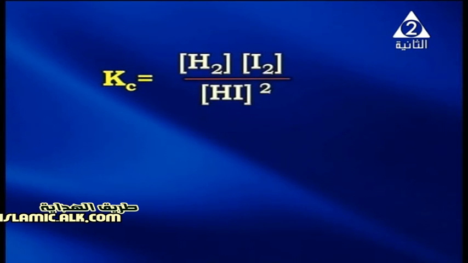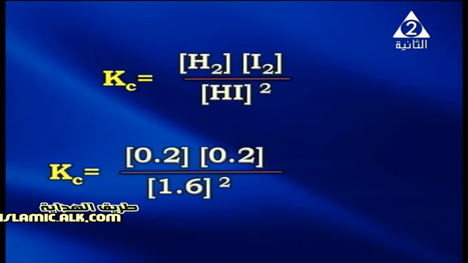So by applying the equilibrium constant Kc for the reaction, H2 times I2 over HI power 2, so 0.2 times 0.2 over 1.6 power 2 equals 0.0153.